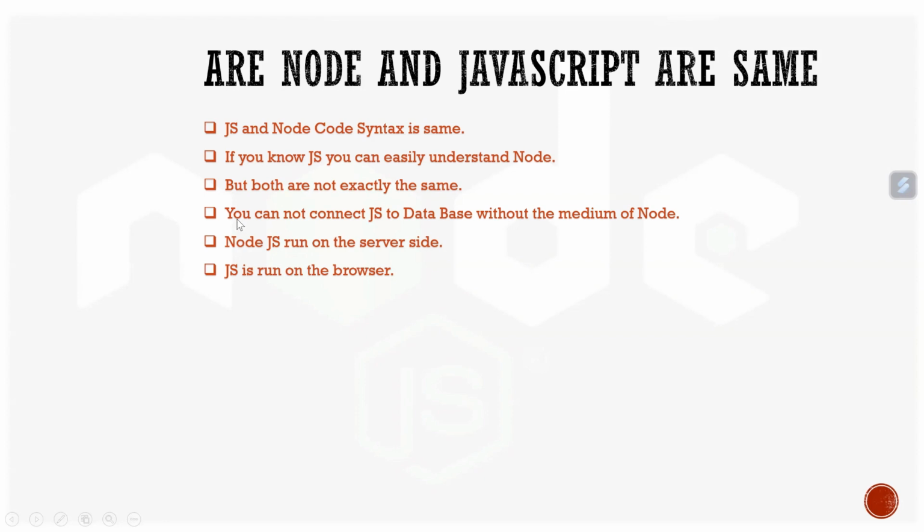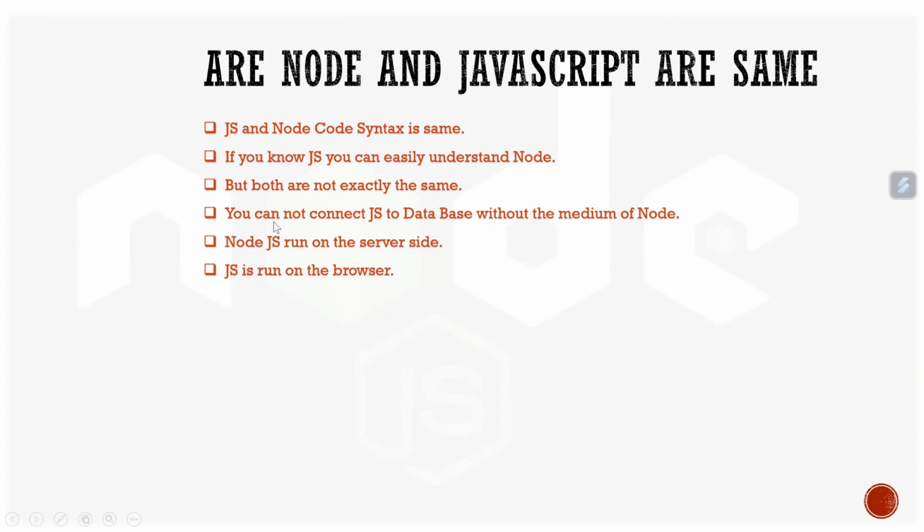Fourth point is you cannot connect JavaScript to a database without the medium of Node. This is the point which you have to focus on. Without the help of Node or a server-side language, you cannot directly connect the client with the database. So you must need a server. And for writing that server, we can use Node.